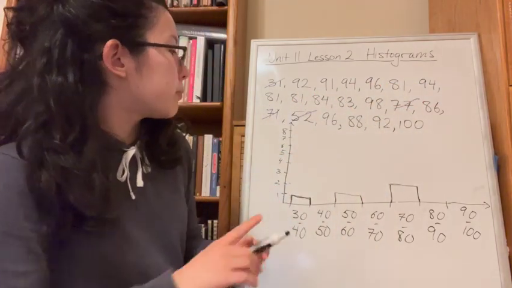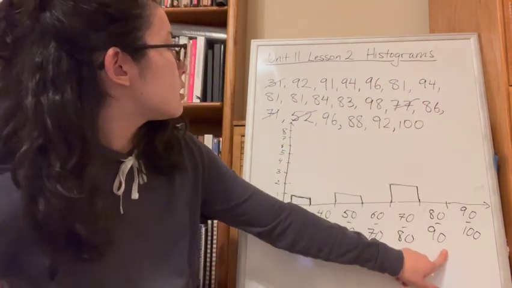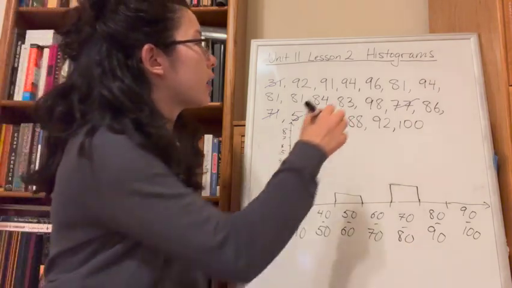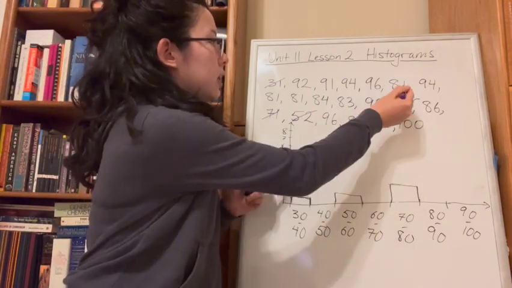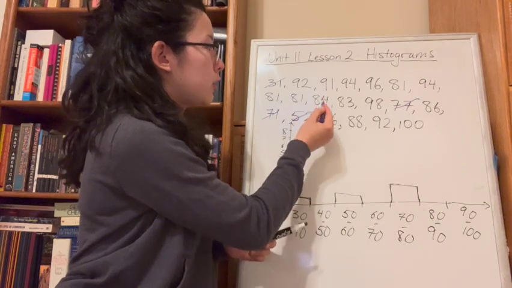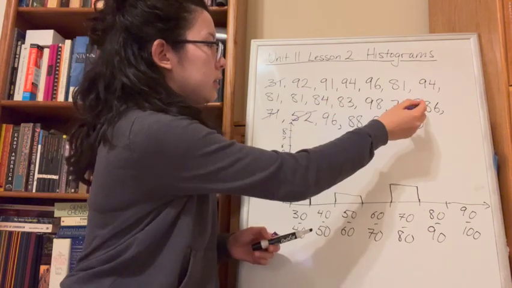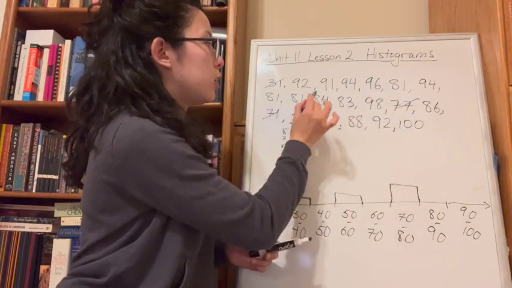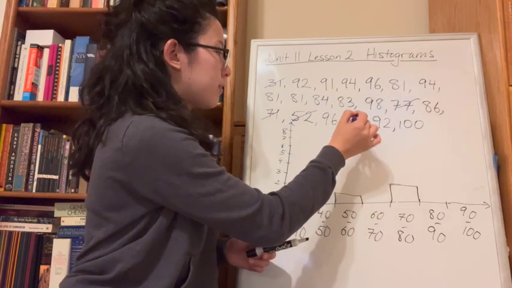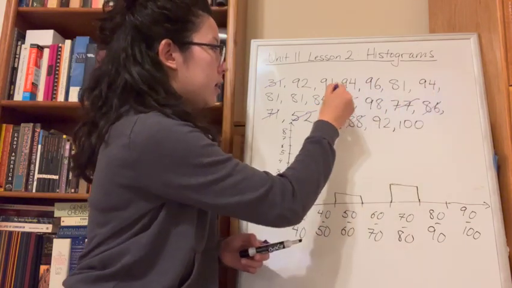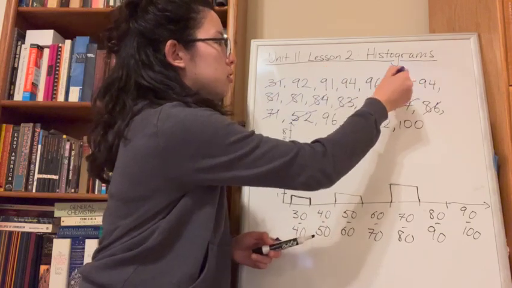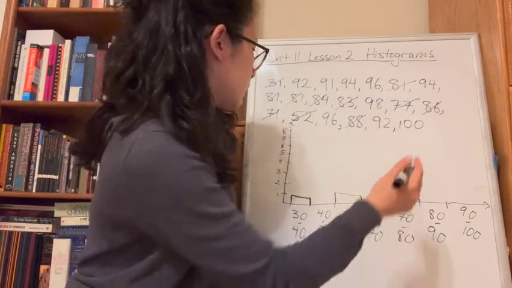Great. Okay, next bin, 80 to 90. Now this one's gonna be pretty full. I've got, let's see, I've got 81, 81, 81, 84, 83, 88, and 86. So that is 1, 2, 3, 4, 5, 6, 7 I should have in that bin. So all my 80s get crossed out, and I put 7 in that bin.